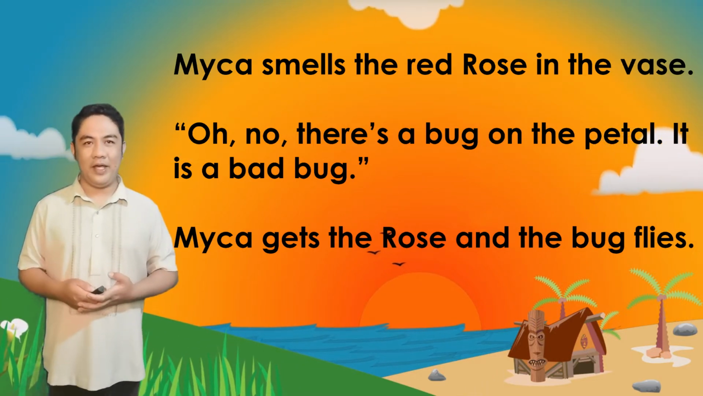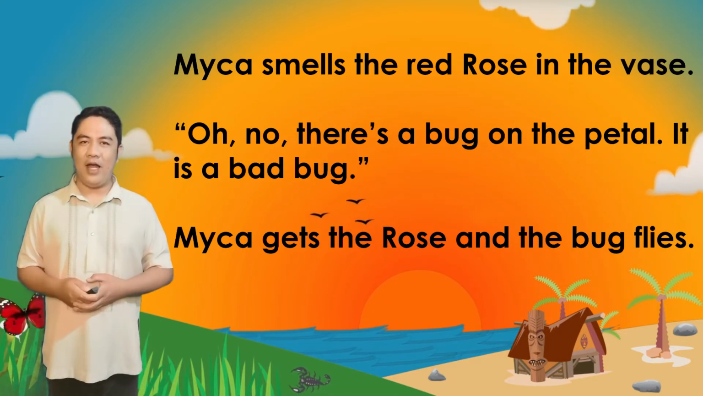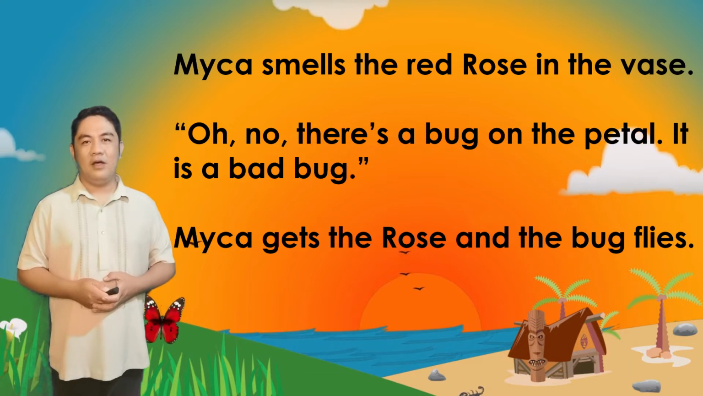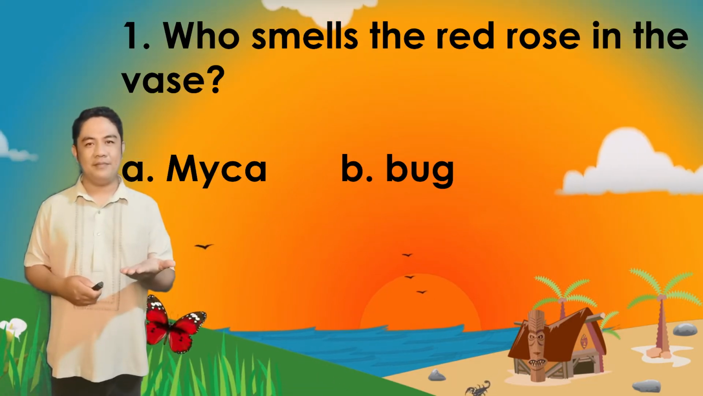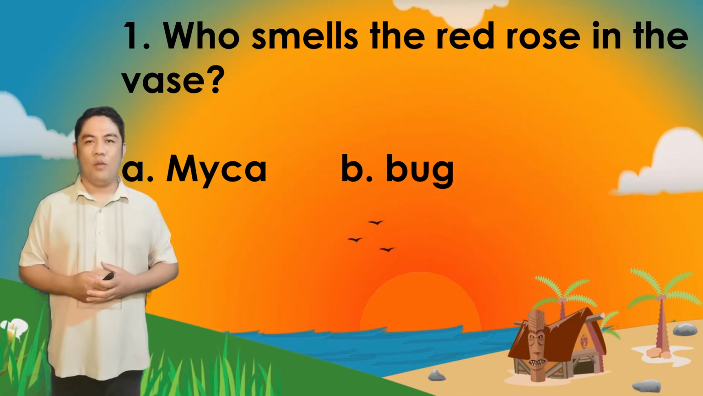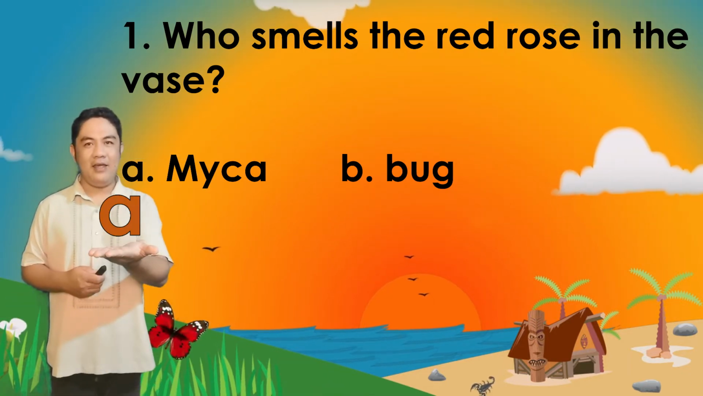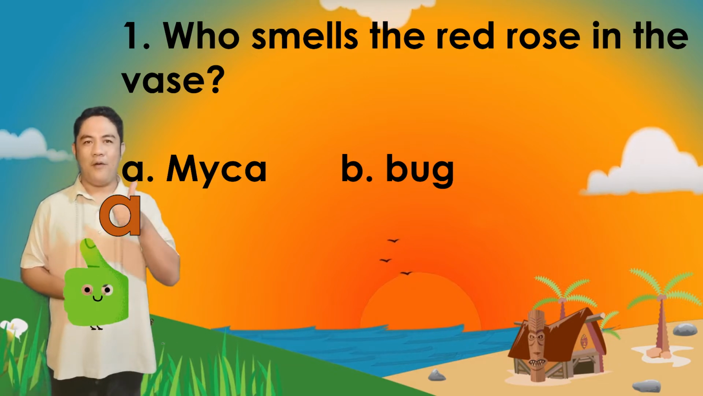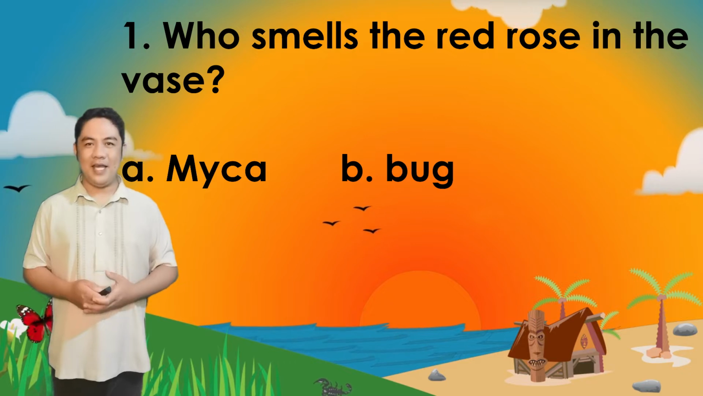Now, how's the story? Did you like it? Let me see if you can answer the following questions. For number 1, who smells the red rose in the vase? A. Mika. B. Bag. What is your answer? If your answer is letter A, you are correct because the rose was smelled by Mika.